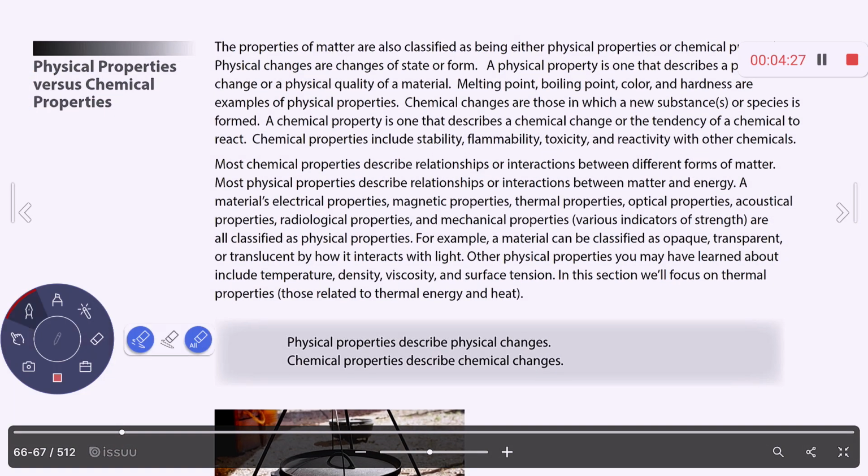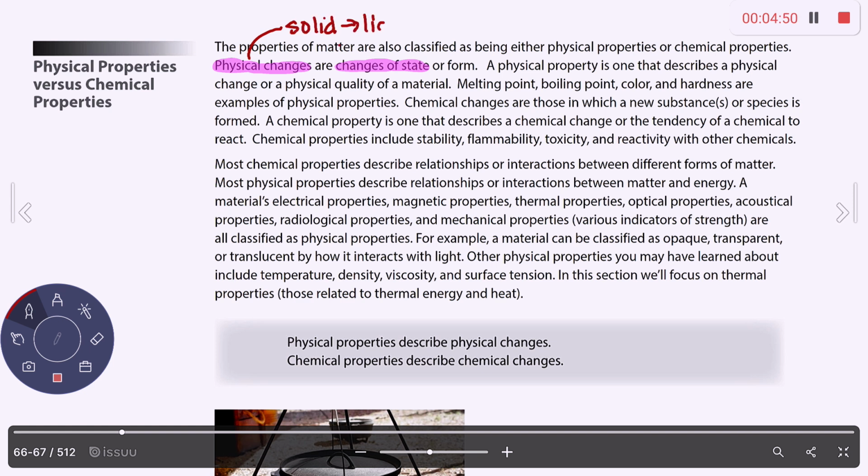On the next page, they talk about physical properties, chemical properties, and physical changes and chemical changes, okay? So let me move this, and let's start with physical changes. So physical changes are changes of state. Let me give you an example. If you convert a solid into a liquid, and maybe a liquid into a gas, and vice versa, those would be physical changes. Physical changes tend to be reversible.